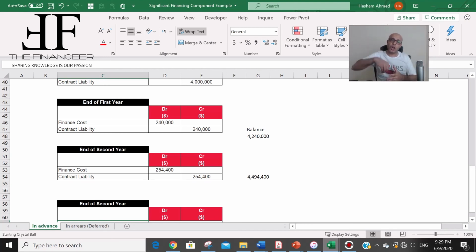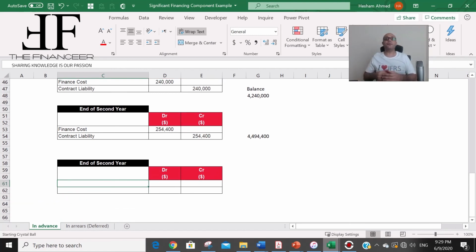And because we are now at the end of the second year, and the customer received the machine and already took control of this machine, we need to recognize revenue today. Now, the question here is, how much revenue should we recognize today? At the end of the second year, you performed your obligation. You delivered the machine to the customer. So the debit that you have is to debit the contract liability. The contract liability at the end of the second year is 4,494,000.